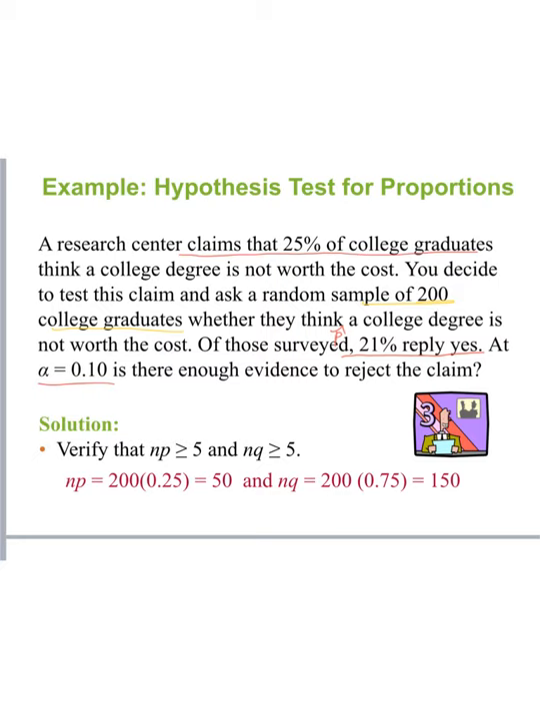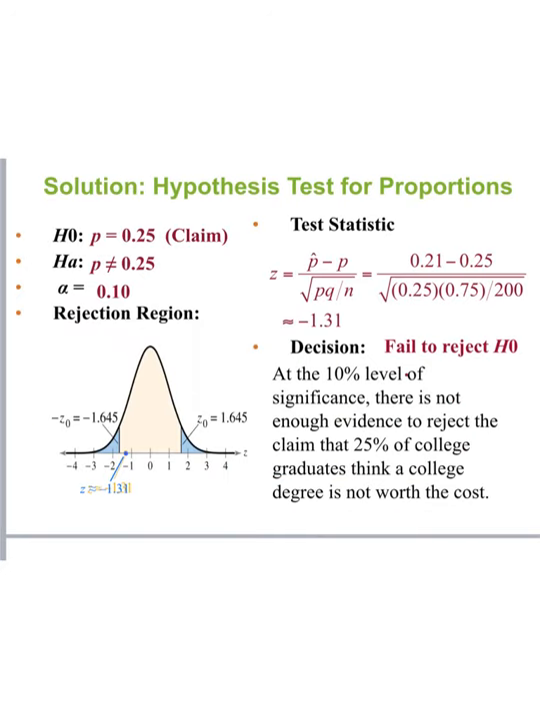That 25% of college graduates think the college degree is not worth the cost. So first we verify these, n times p, make sure it's greater than 5. Then we collect our info. Remember, we have everything given in the analysis testing. Okay, the claim is that the proportion is 25%.